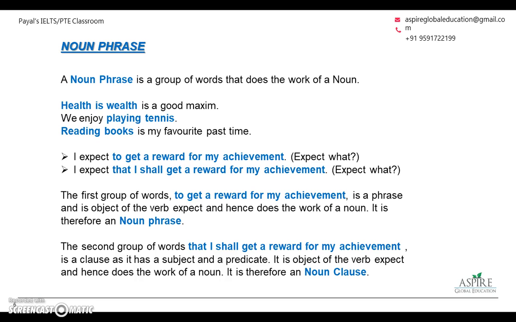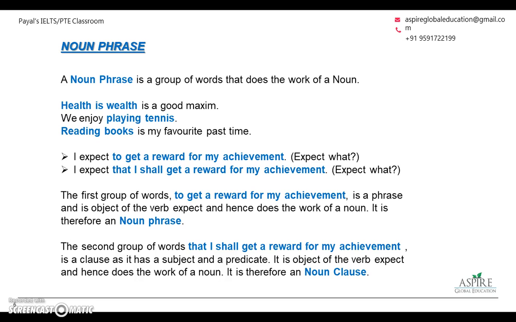We enjoy playing tennis. What do we enjoy? Playing tennis. But does the group of words playing tennis make any sense alone? Does it have a subject or a predicate? No. That is why it is called a noun phrase. Similarly, in the next sentence, reading books is my favorite pastime. Reading books is a noun phrase.